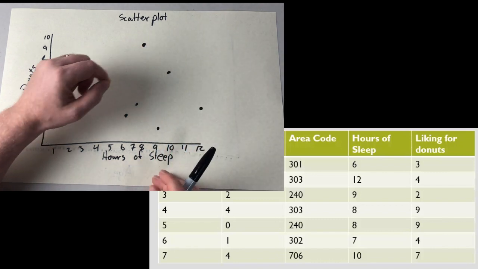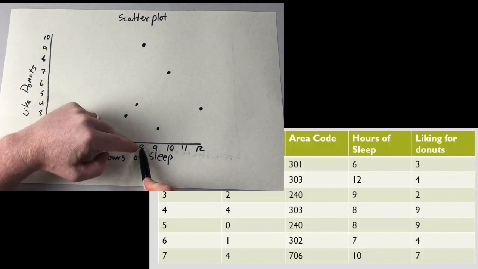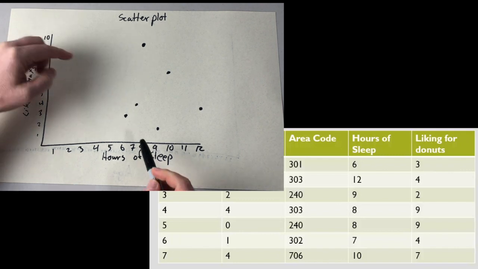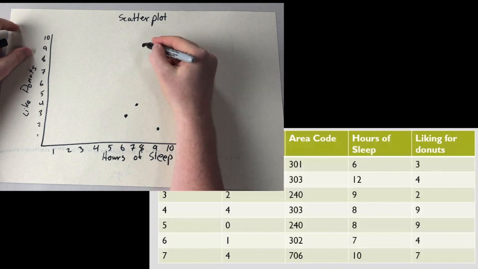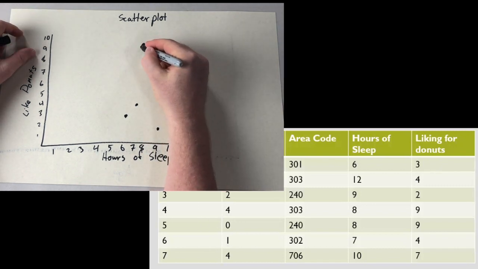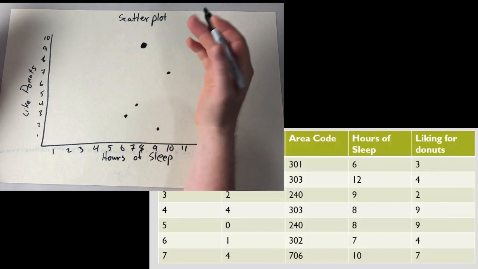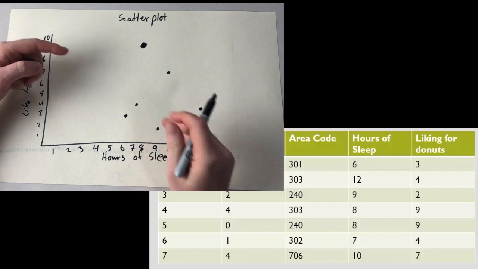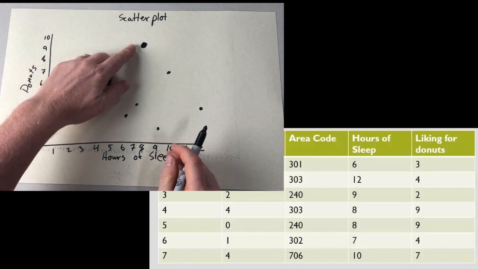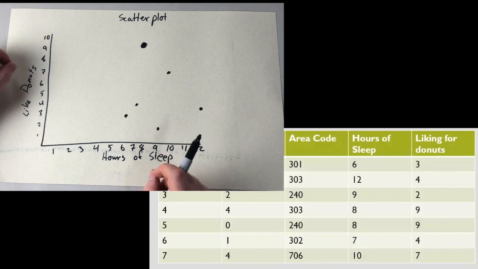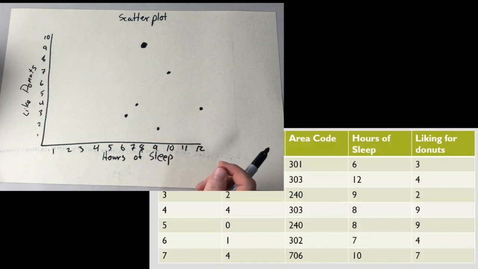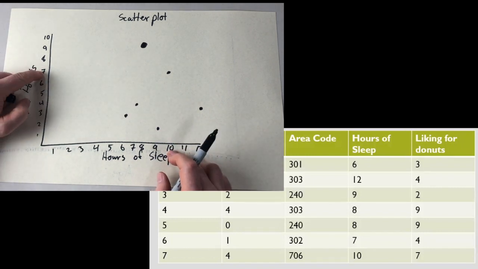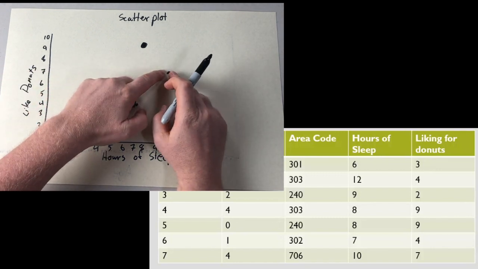Now, what are we going to do about this next person, number 5? Because they also slept for 8 hours and liked donuts at a 9. So what are we supposed to do with that? Well, depends on how you do the chart. Some people just leave it, right? Some people double the size of the dot, okay? But in reality, you just need to know that there's 2 people on that same dot. Participant number 6 slept for 7 hours, likes it at a 4, 7, and 4. And participant number 7 slept for 10, likes donuts at a 7.